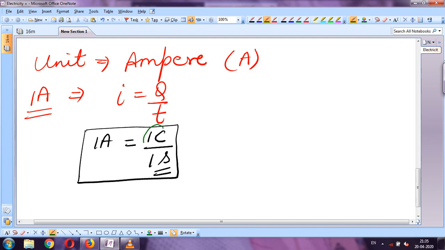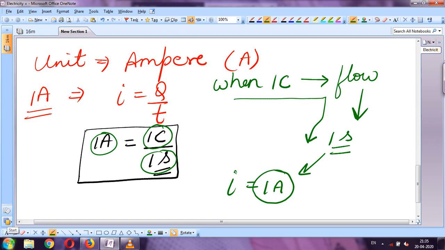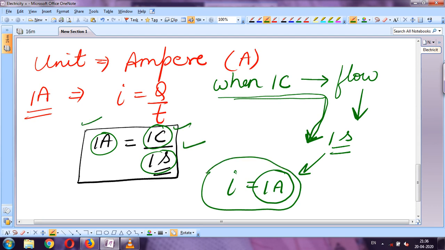You can define 1 ampere by taking help of all these things. How can we see? When 1 coulomb of charge flows in 1 second, then the current is called 1 ampere. Very simple definition. Again, when 1 coulomb of charge flows in 1 second, then we can say electric current is 1 ampere. All the three things we have covered here in the definition.